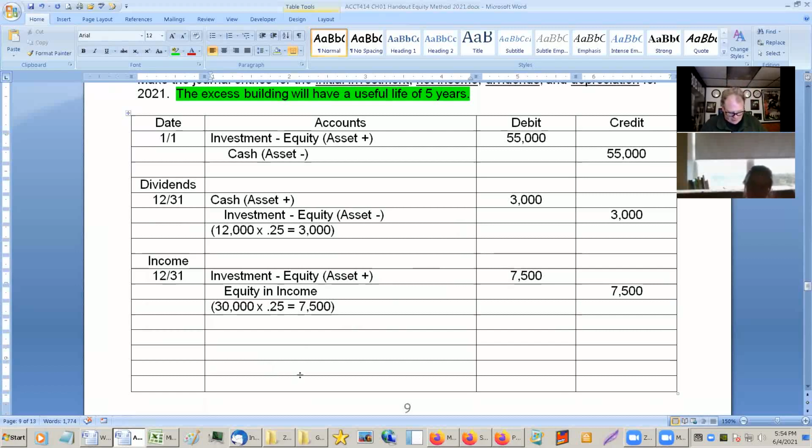Okay, so this is the calculation first. So the excess is 10,000, divided by 5 years, $2,000. Okay. Now, journal entry for that. They call it the amortization.